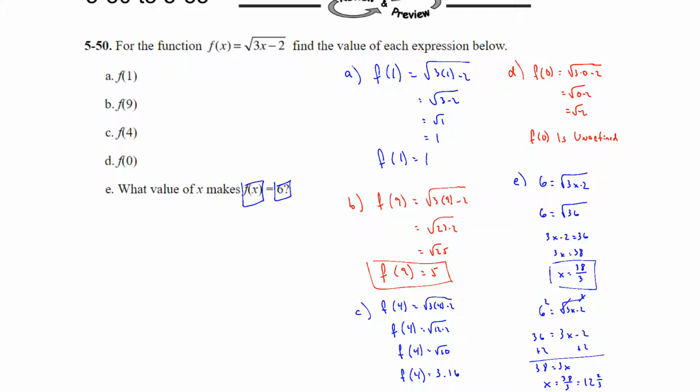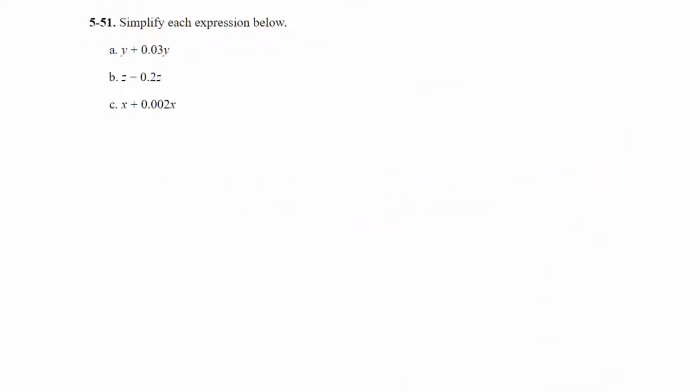So that's how you evaluate the function f of x equals the square root of 3x minus 2. Question 51, simplify each expression below. So on these, we're not plugging anything in for the variables. We are just combining like terms. So 1y plus 0.03y would be 1.03y. So just combining like terms.